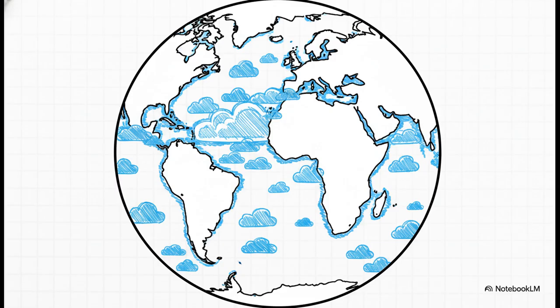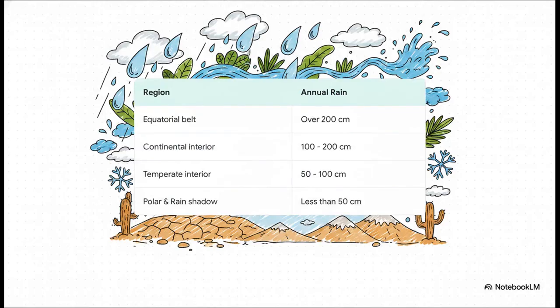And third, because they are massive sources of water evaporation, oceans receive significantly more total precipitation than our land masses do. The global extremes here are staggering. Equatorial belts and windward coastal mountain slopes are practically swimming in moisture, soaking up over 200 centimeters a year. Conversely, if you look at the interior rain shadows of continents or high polar latitudes, they are totally starved of moisture, receiving less than 50 centimeters annually.